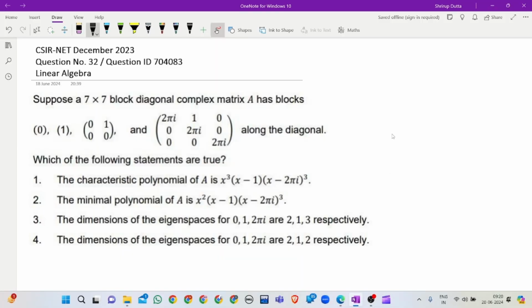Today I will be discussing a question from CSIR NET December 2023, question number 32 and question ID 704083. This question is from linear algebra.